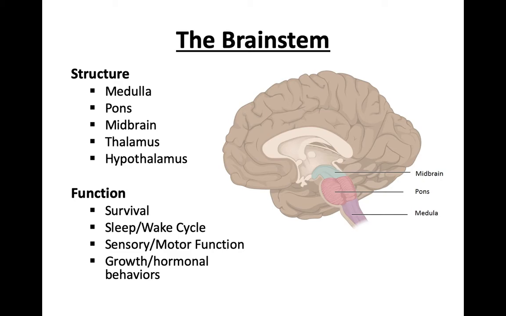And so we can say that collectively these regions control things that are related to survival. So the brainstem controls our heart rate, our breathing, our digestion, our sleep-wake cycle. Some sensory and motor function, it controls our growth, okay, as well as other behaviors that are related to hormones. So again, these are really our most basic bodily functions.